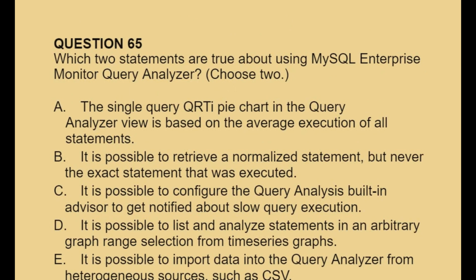Question is, which two statements are true about using MySQL Enterprise Monitor Query Analyzer? Option A, the single query QRTi pie chart in the Query Analyzer view is based on the average execution of all statements. Option B, it is possible to retrieve a normalized statement but never the exact statement that was executed. Option C, it is possible to configure the query analysis built-in advisor to get notified about slow query execution.